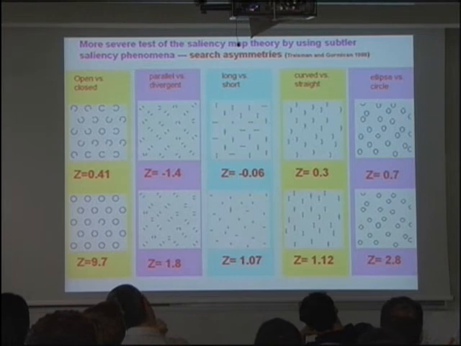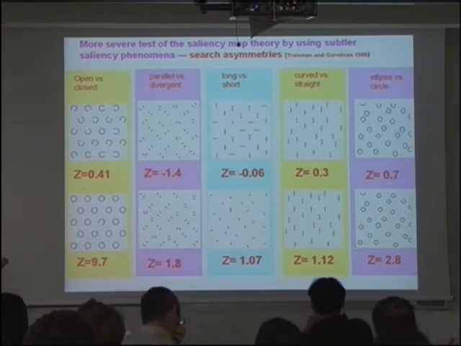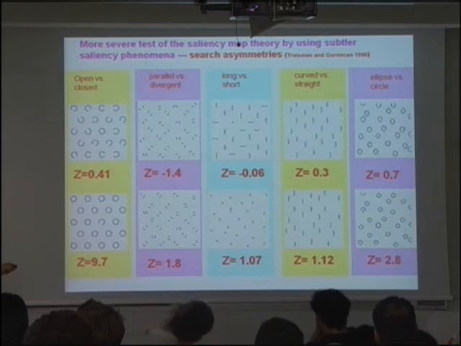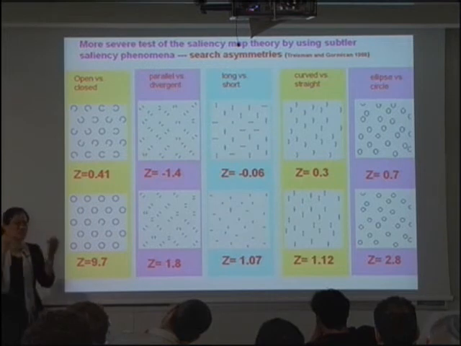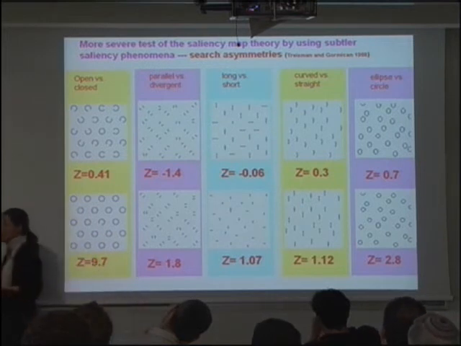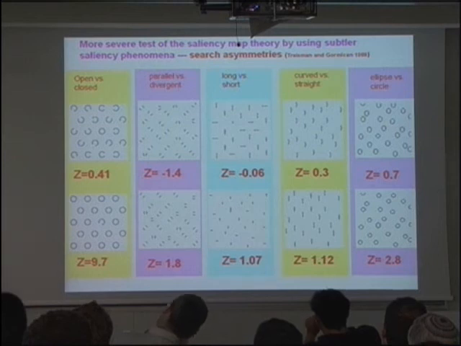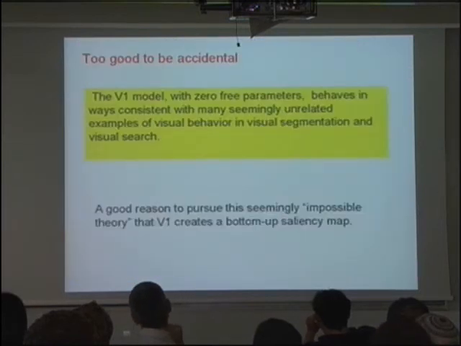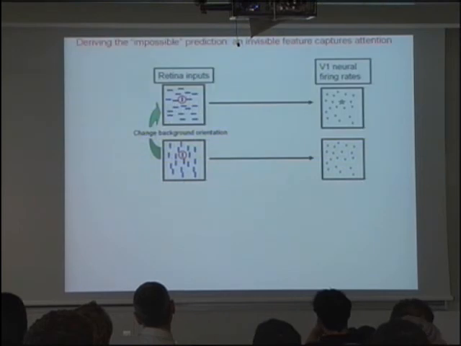And this is when things are subtle, and anytime you could get it wrong here or here. When things are subtle, it's not just isoorientation suppression, nor is it just collinear facilitation, it's a combination of these subtle things. And when it gets it all right without any parameters, you wonder maybe this is too good to be accidental. And therefore, it's a good reason to pursue this seemingly impossible saliency map. And so now let's pursue it. Now let's derive this impossible prediction.